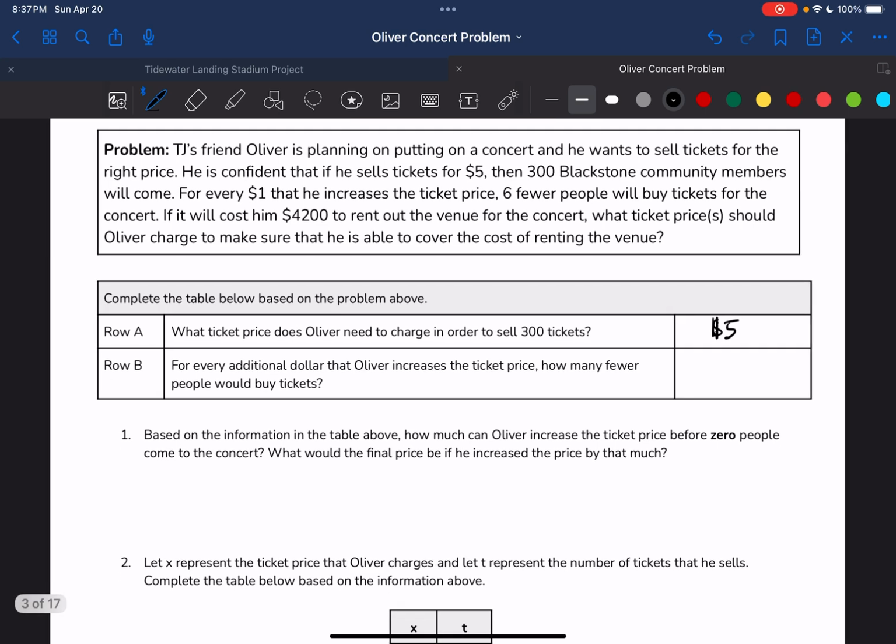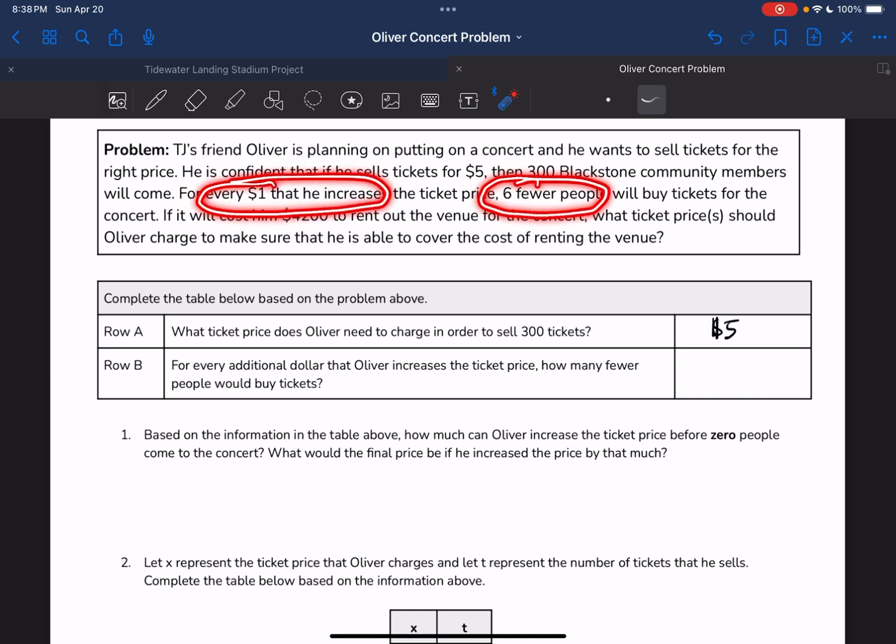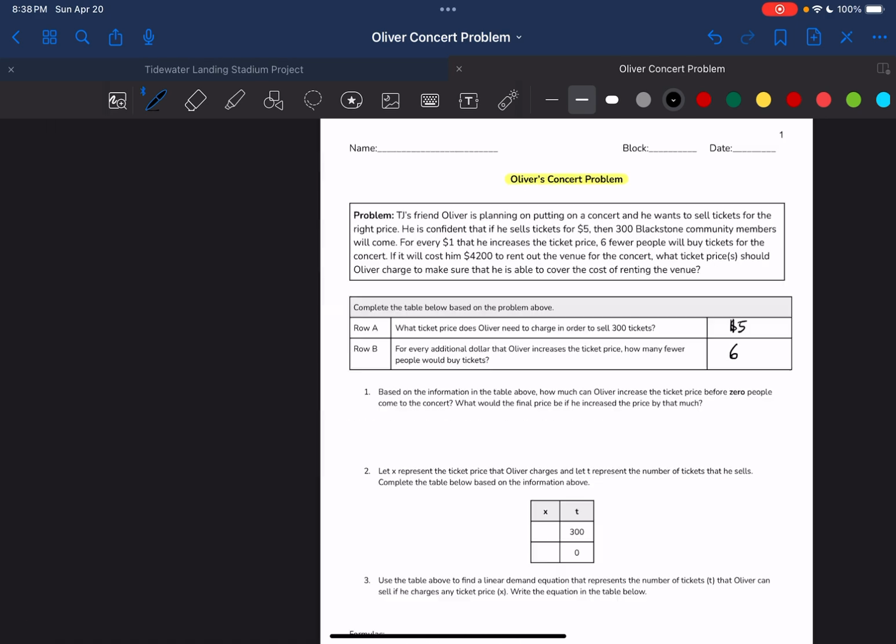For every additional dollar that Oliver increases the ticket price, how many fewer people come? See that right there. For every $1 he increases the ticket price, 6 fewer people come. So let's say 6. All right.